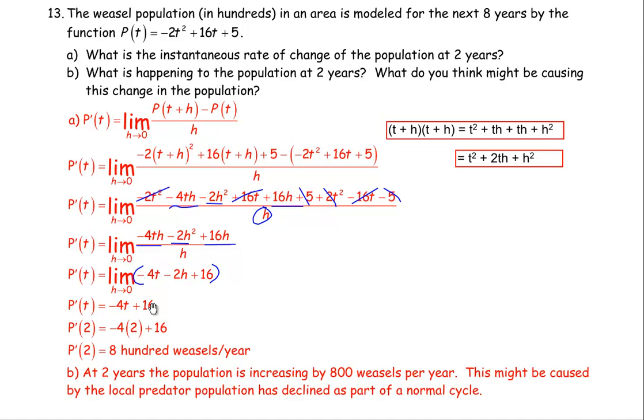And we're asked to find the instantaneous rate of change in 2 years. So we would plug 2 in place of time. So negative 8 plus 16 would be 8. And it says in the question that it's in hundreds, so it's actually 800 weasels per year it's changing at. It's positive, so it would be increasing at 800 weasels per year. And so what's happening at 2 years? So that's how it's changing. It's increasing 800 population per year. And so something that might cause that is perhaps there's less local predators in the area or a larger food supply, something like that.